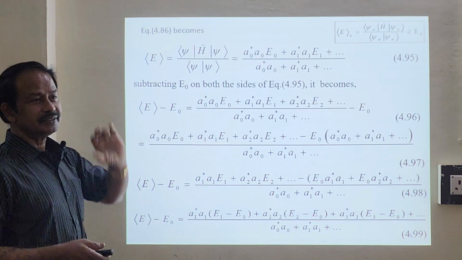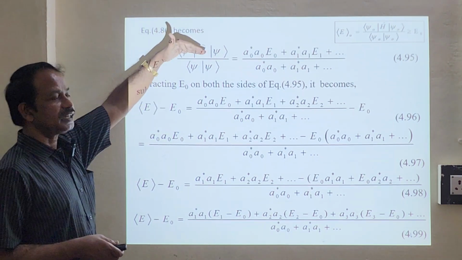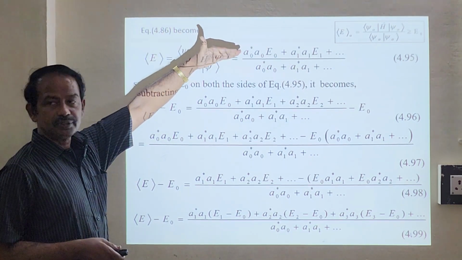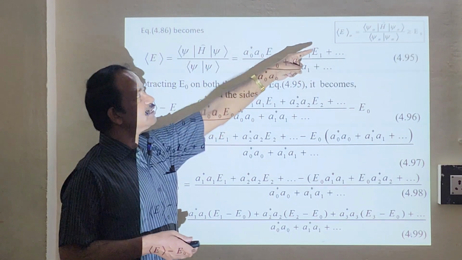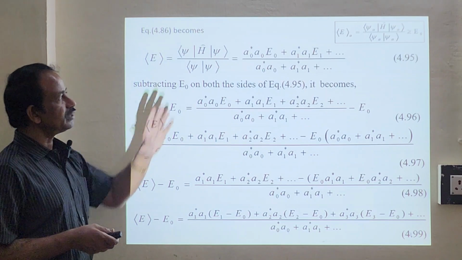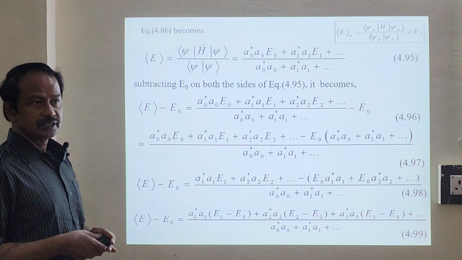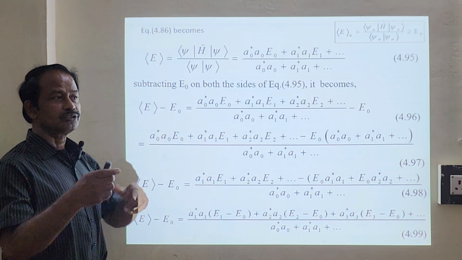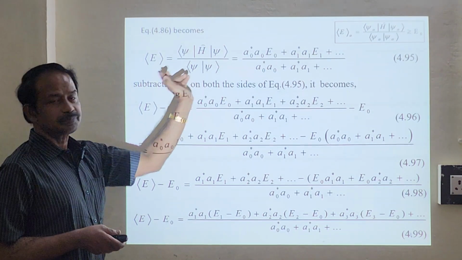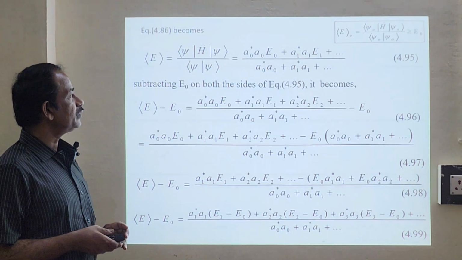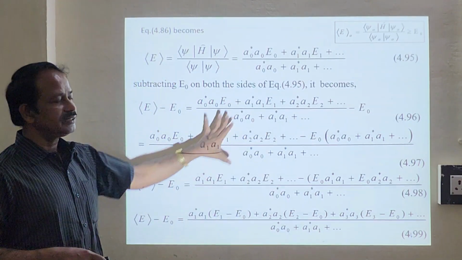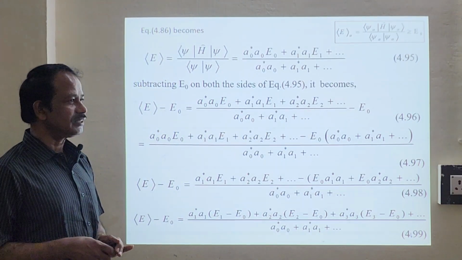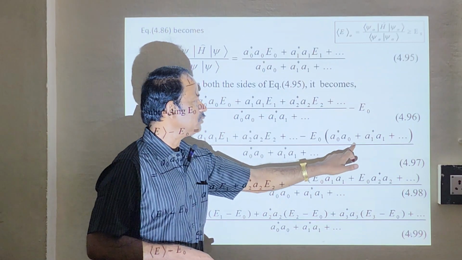Then we can substitute. This is the expression for the numerator which you have obtained, and this is the expression for the denominator. So we have obtained this expression. Is it okay? Any doubt? I am going to subtract E naught on both sides. So minus E naught, this minus E naught. Take the LCM. Multiplying this one will give you this expression.